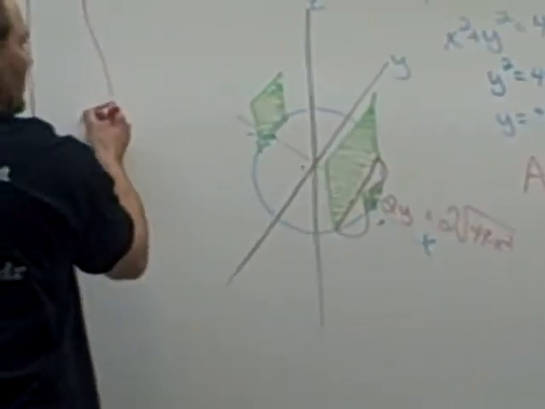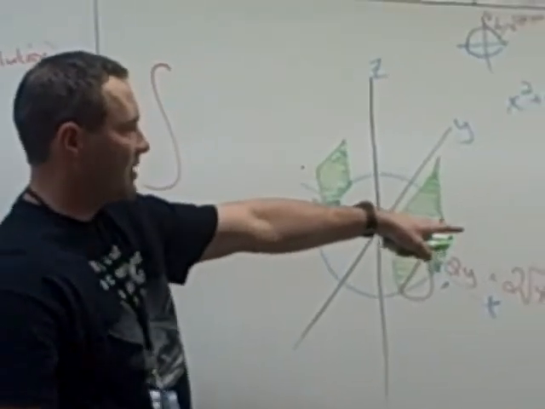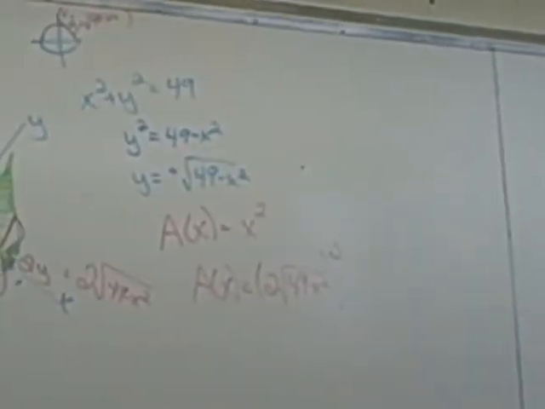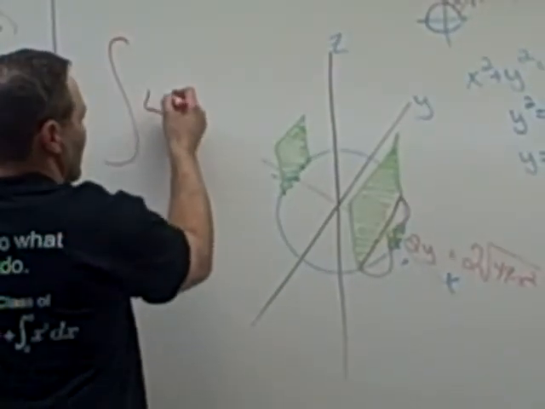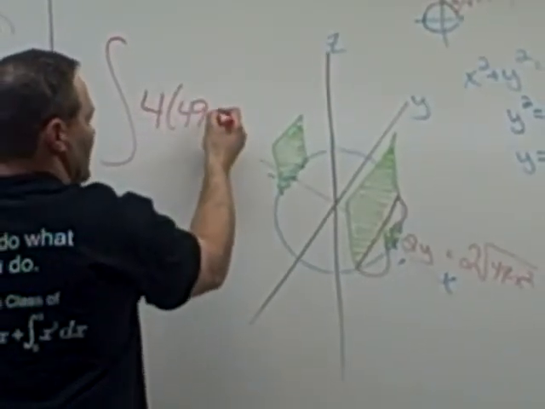So it's going to be the integral. Let's simplify our A of x. What's my A of x simplified? 4 times 49 minus x squared. Good enough, thank you.